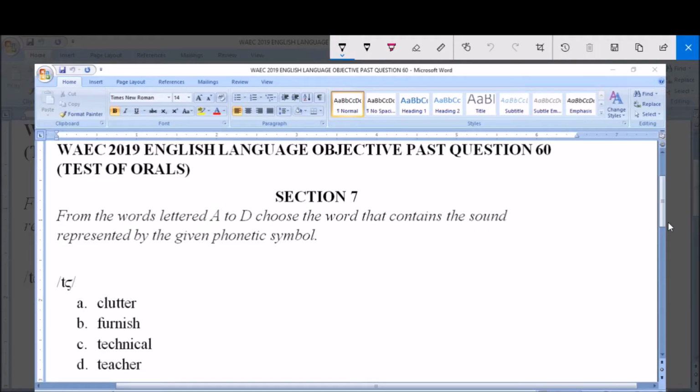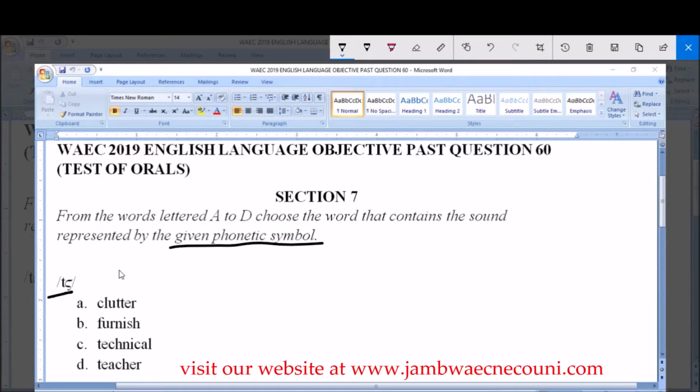Hello, I'm going to be answering WAEC 2019 English Language Objective Past Question 60 under Test of Orals, Section 7. Now the instruction is: from the words lettered A to D, choose the word that contains the sound represented by the given phonetic symbol. So the given phonetic symbol is here and it is ch, consonant sound.